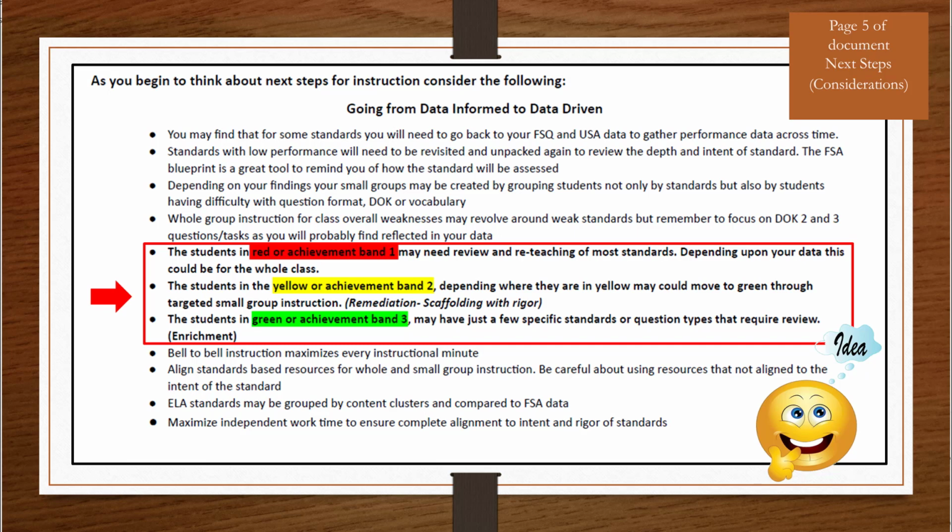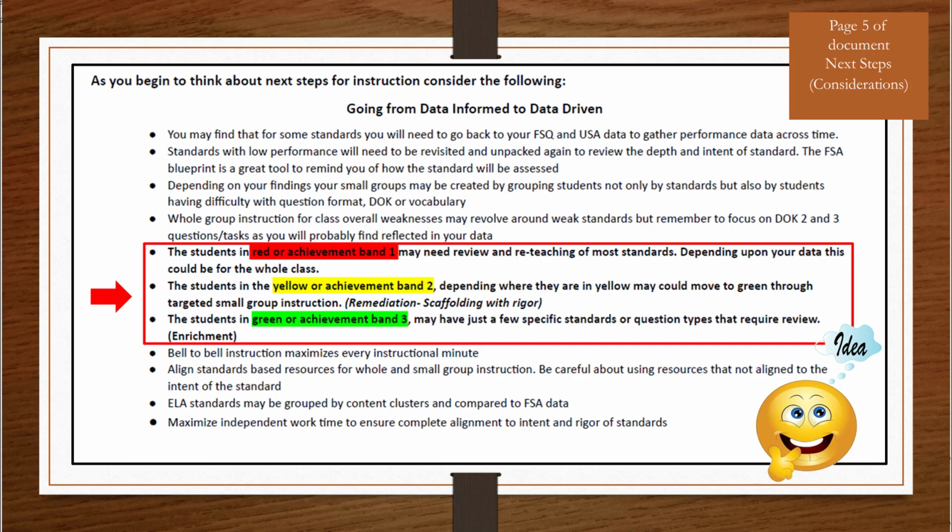Keep in mind, students in the below threshold values, the red achievement band, may need review and reteaching of most of these identified standards. Students in the threshold value, the yellow achievement band, can benefit from remediation of the targeted standards at the assessed level of rigor. Small group instruction and scaffolding is the key concept with this group of students. This group could also benefit from additional lessons in iReady if it's elementary.